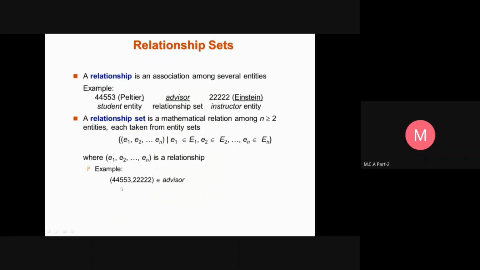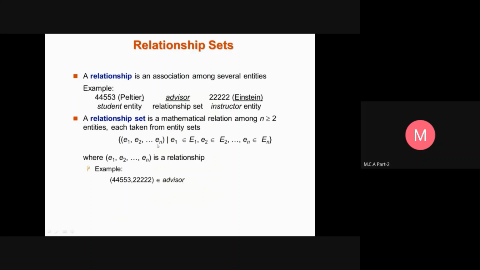So a relationship set, looked at mathematically, is a set of relationships of the same type. It is a mathematical relation on two or more, possibly non-distinct, entity sets. Because sometimes we could have a relationship between disjoint entity sets, and we can also have a relationship between non-disjoint entity sets. So we are saying possibly non-distinct entity sets.